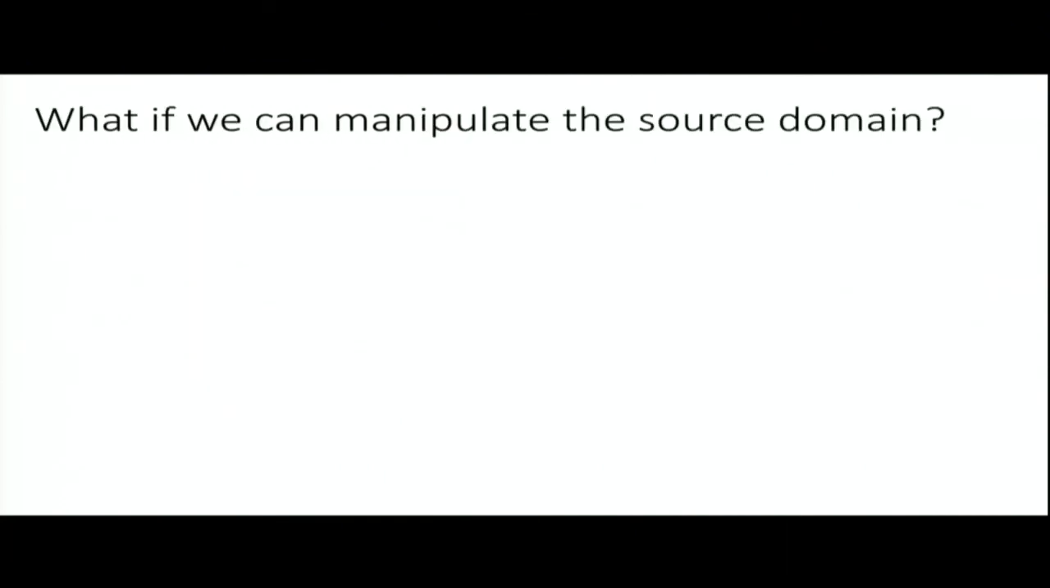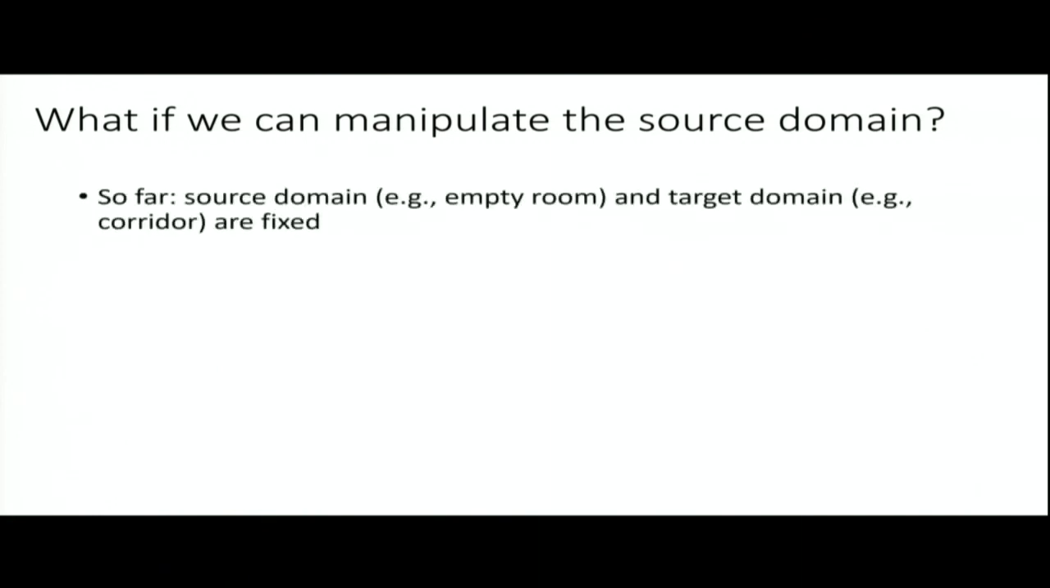But what if we had a little bit more control over the source domain? So what if we could actually choose the source domain to enable transfer? So far, our source domain and target domain were fixed. So for example, for the little ant, maybe he was learning how to run in the empty room, and he has to succeed in the hallway. But sometimes, when we want to do transfer, we might actually be able to manipulate our source domain to make it better suited for transfer.